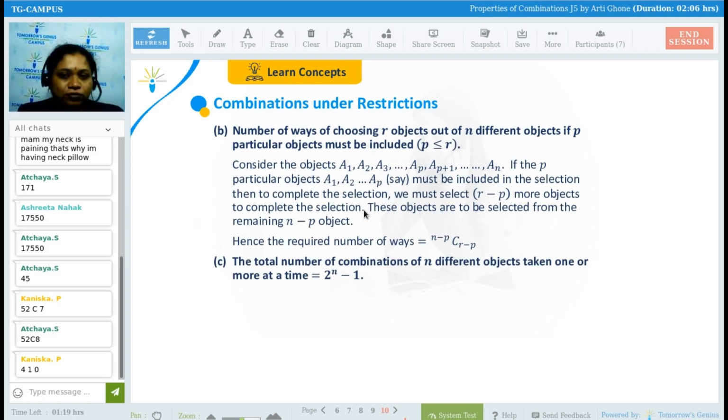Next case, number of ways of choosing r objects out of n different objects if p particular objects must be included.